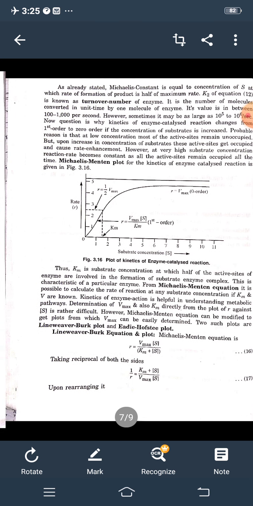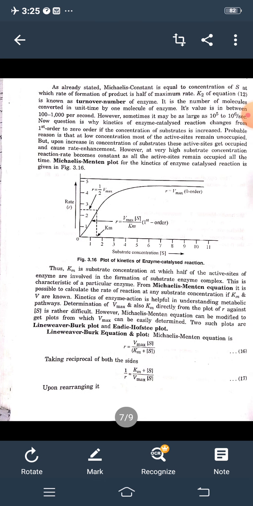So, the Michaelis-Menten plot for the kinetics of an enzyme catalyzed reaction is shown in figure 3.16. Rate versus substrate concentration gives a hyperbolic type graph, as shown in diagram 3.16. Next, the Lineweaver-Burk plot and the Eadie-Hofstee plot. R = Vmax into substrate upon Km plus S.